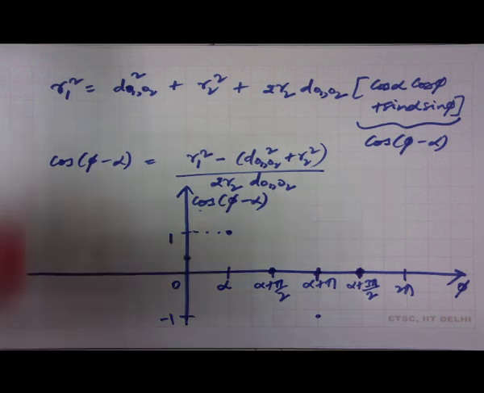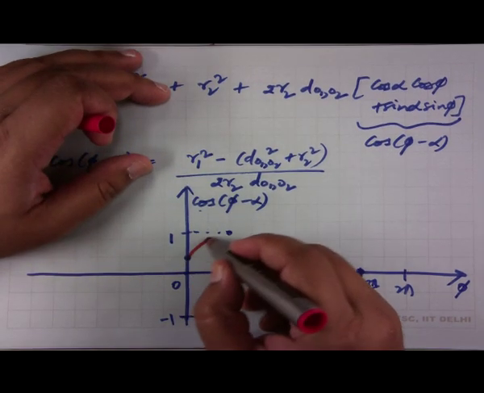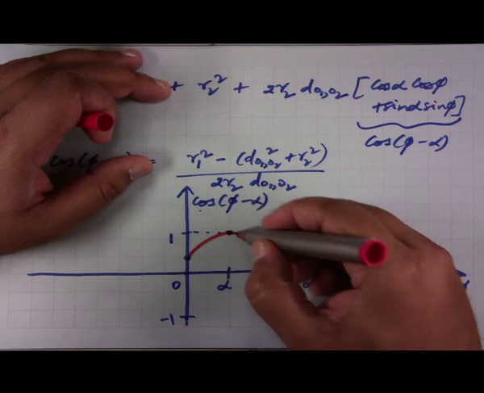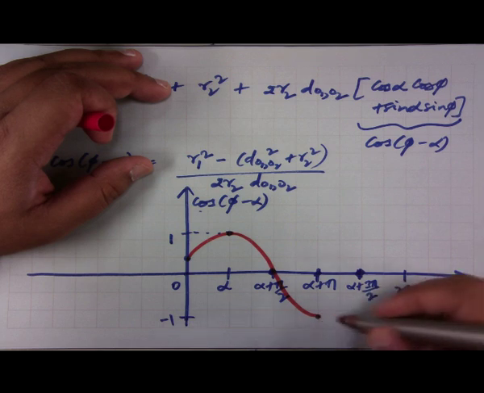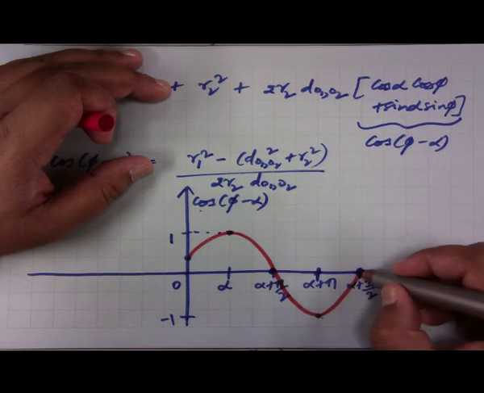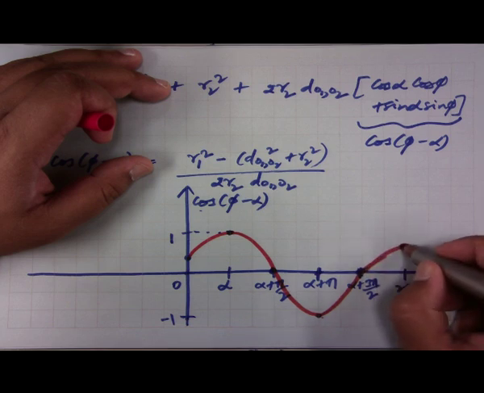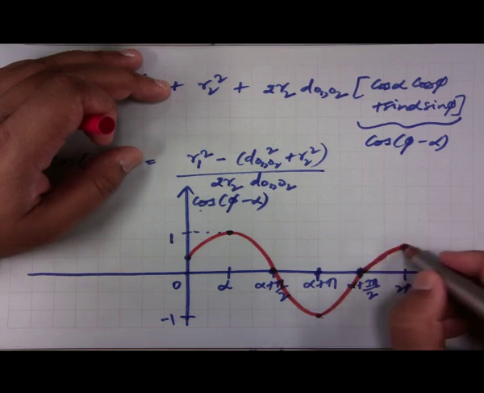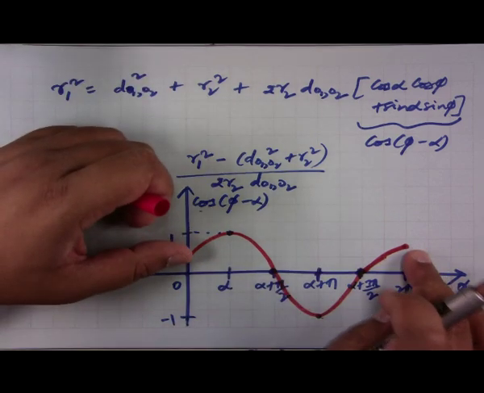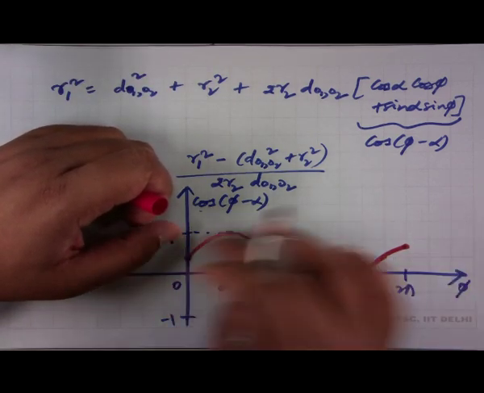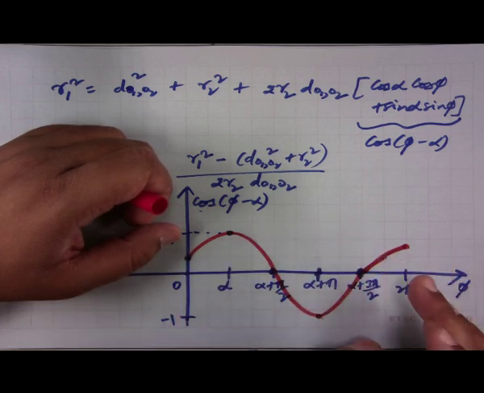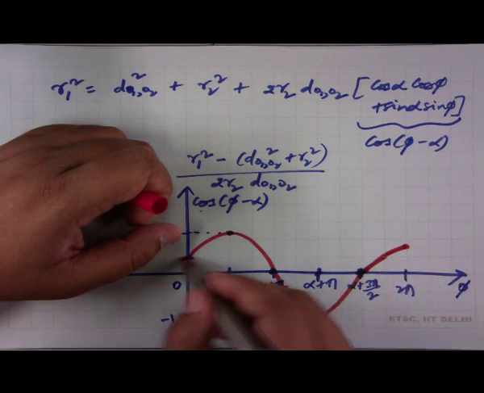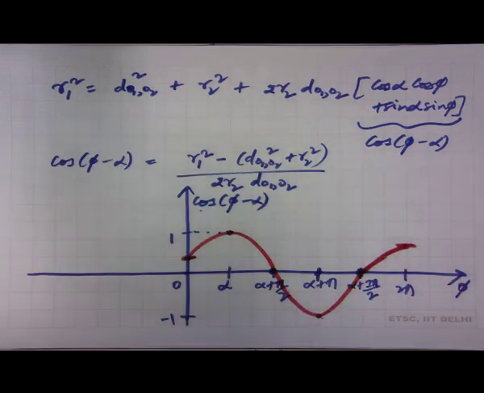So, the graph obtained will look something like this, and then it goes to 0 here, and then minus 1, and then back again to 0 here, and at 2 pi it is basically going to complete one full circle, or one full 2 pi rotation, and therefore, this value and this value will be the same.